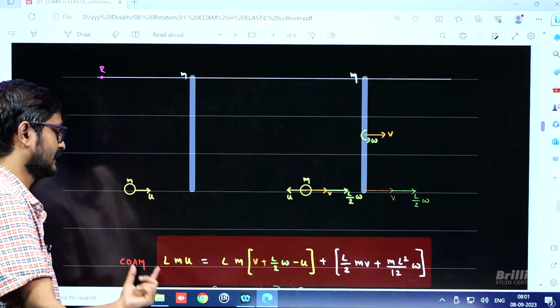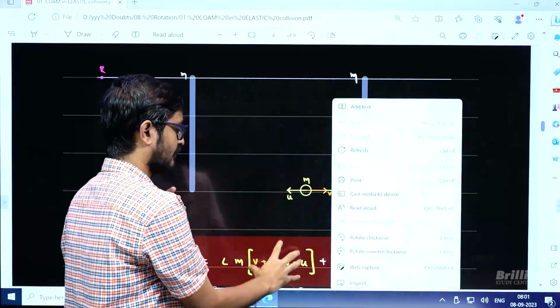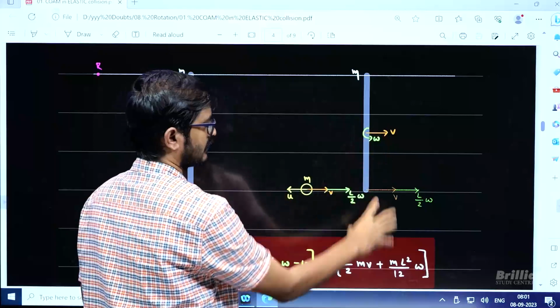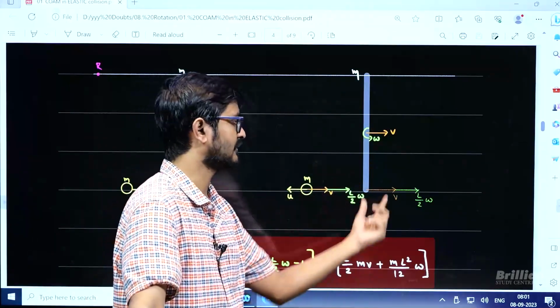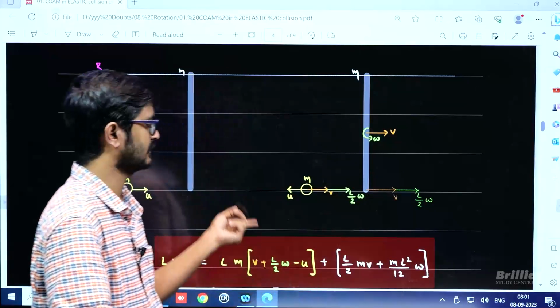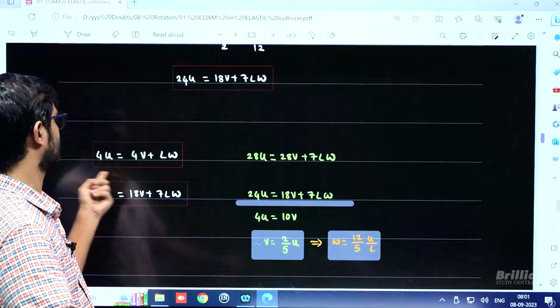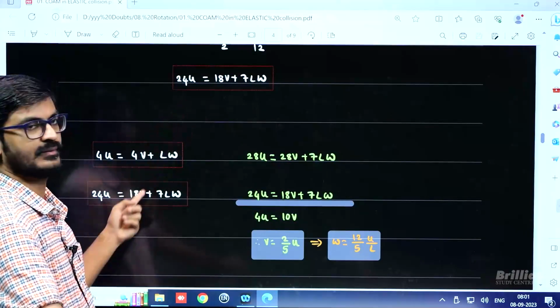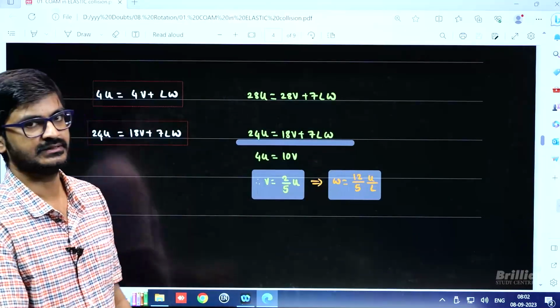Initial angular momentum equals final angular momentum. The final angular momentum consists of the angular momentum of the point mass and the angular momentum of the rod, which has two components: the angular momentum of the center of mass and the angular momentum about the center of mass. When I do the manipulation, I get this result. This is from conservation of momentum, and this is from conservation of angular momentum about point R. When I solve these two equations, I get the same results.